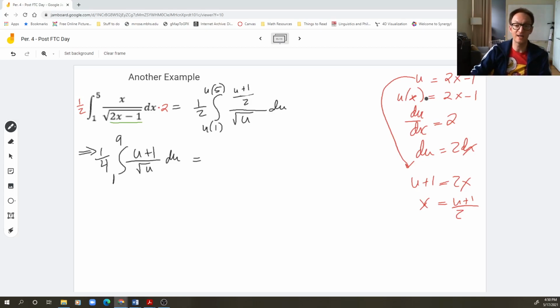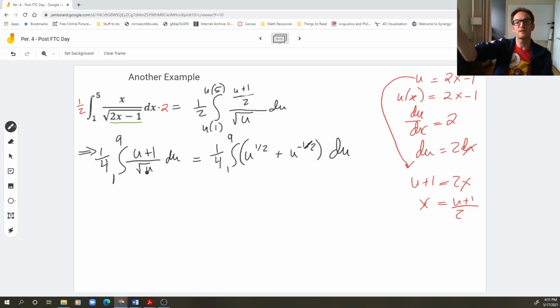Well, this can be simplified now, right? It's very useful to have my denominator be a single term, because then I can split this up. So this becomes 1/4 the integral from 1 to 9 of u over root u, which is just root u. So that's u to the 1/2, and 1 over root u is u to the negative 1/2. Okay, so all that time last month when we were anti-differentiating, we were just getting really good at this kind of thing. You should have to sort of see in advance that this was going to be useful.